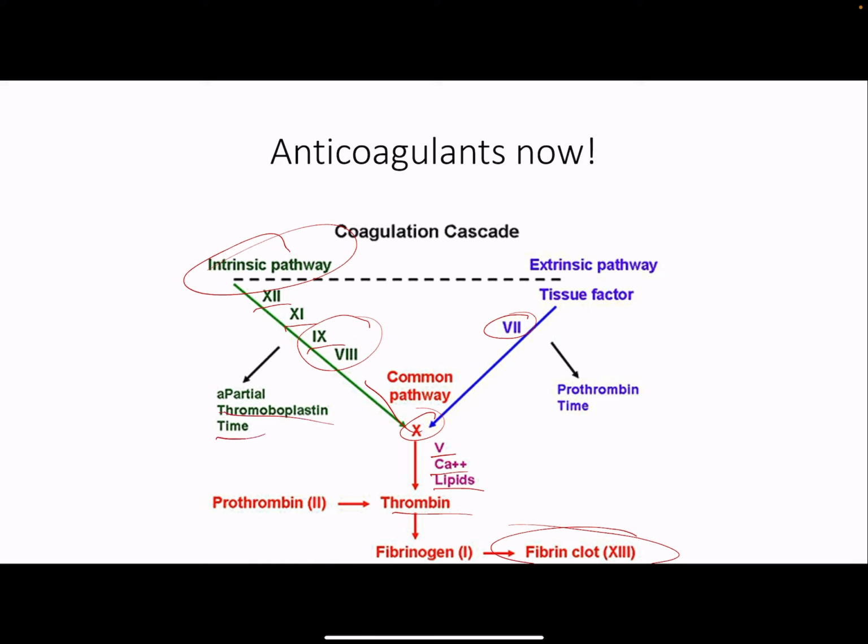Here we have the partial thromboplastin time. This is the PTT. This should be about 30 seconds. This is activated by negatively charged things. And then we have the prothrombin time, PT. This should be about 10 seconds. This is activated by tissue factor.